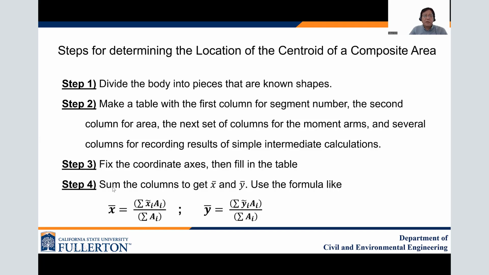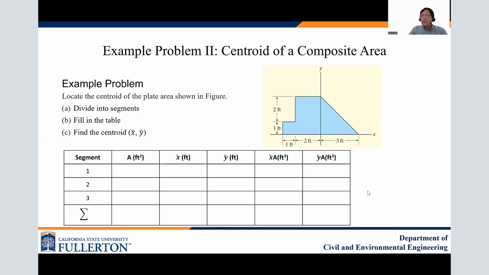Step 4 is the sum of the columns to get the X bar and Y bar. There's a centroid formula like this. And then, as I mentioned, instead of the integration, just a summation. And then you can get the X bar and Y bar values.